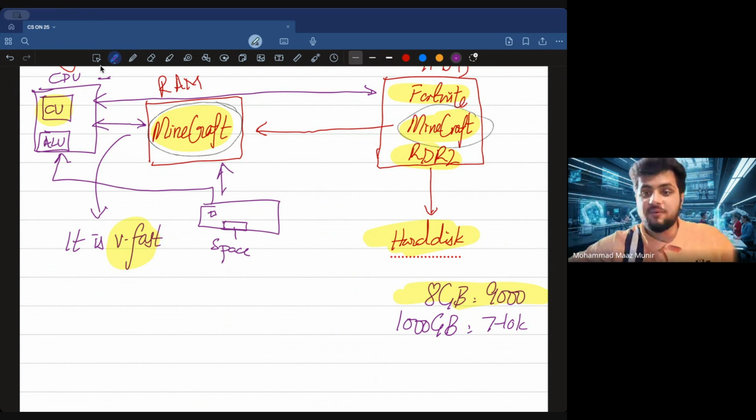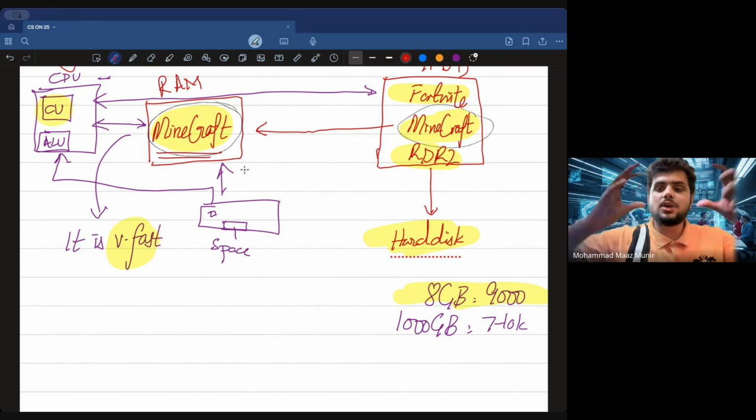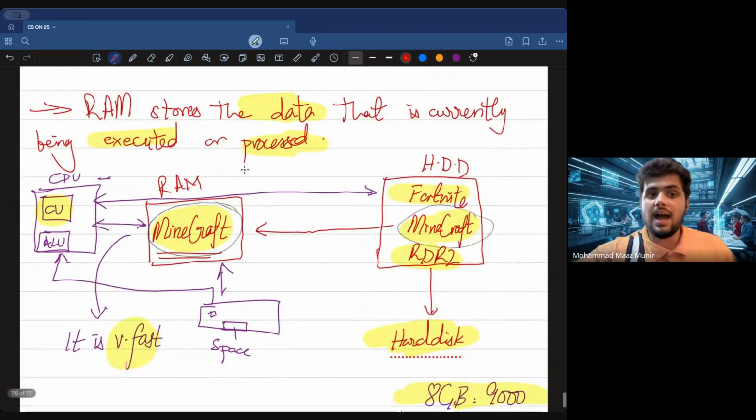We want it to be super fast, right? Like the moment I press space, the same moment I want कि the person jumps. But for this reason, I want to ensure that the communication between CPU and the game is very, very fast. But how will I make sure that the communication between Minecraft game and the CPU is very fast? Uske liye, what I did was I introduced a new type of memory place, which is known as RAM.